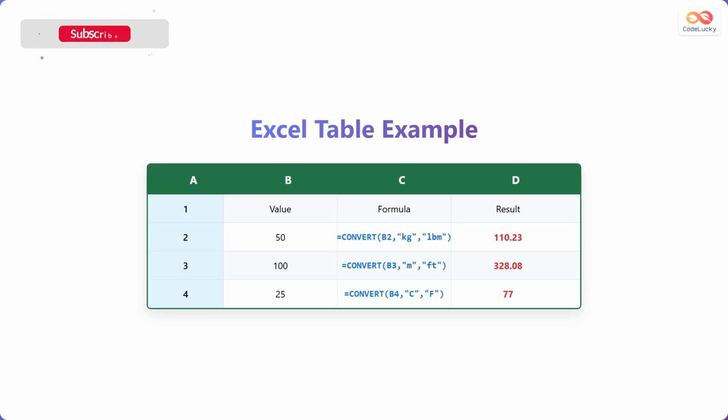Similarly, to convert 100 meters to feet, the formula in C3 is =CONVERT(B3, "m", "ft"). It will output approximately 328.08 feet in cell D3. Lastly, to convert 25 degrees Celsius to Fahrenheit, the formula in C4 is =CONVERT(B4, "C", "F"). The result is 77 degrees Fahrenheit in cell D4.